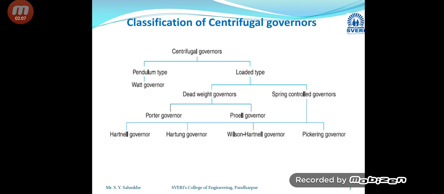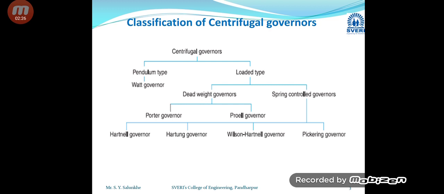Now these centrifugal governors are classified as follows. One is the pendulum type, in which the Watt governor is used. Watt developed his governor for the steam engine which he had developed. And the second type is called the loaded type.